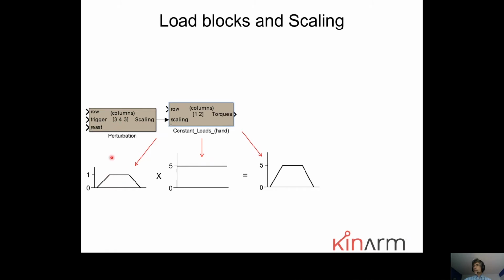And so this is what that scaling output looks like. It gets passed into the constant loads block. So for example, if the constant loads block was producing a 5 Newton load, then when you put in the scaling input from the perturbation block, the output of the constant loads block looks like this. So now I would get a torque or force perturbation that scales up from 0 up to 5 over a certain time period, stays at 5 for that time period, and then ramps back down again. So this is how we can create perturbations.